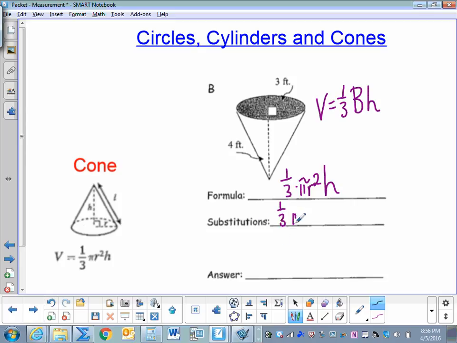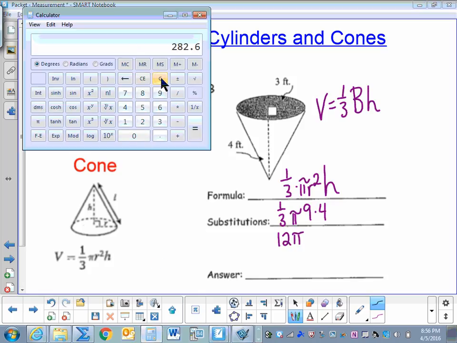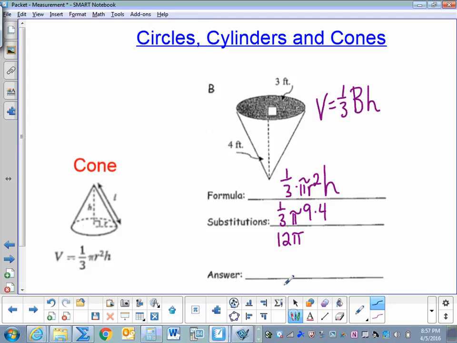1/3 pi, the radius squared is 9, times 4. 1/3 of 9 is 3, times 4 is 12 pi. That's our exact answer. Our approximate answer is 12 times 3.14, which is 37.68. And we have cubic feet.